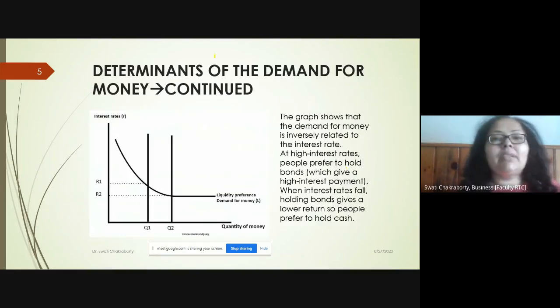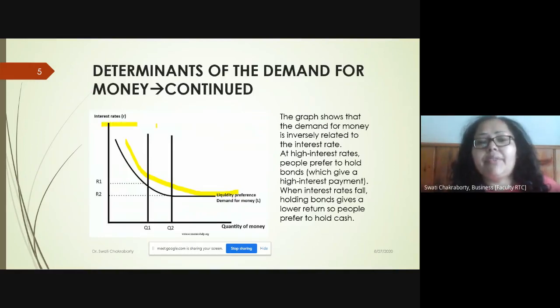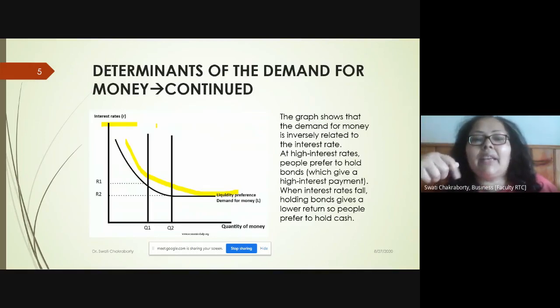Now, continuing with the determinants of demand for money, the demand for money function is downward sloping. It is inversely related with the rate of interest. Why? Because when the rate of interest is high, people would prefer to hold more bonds, because it will give them a high interest payment. And when interest starts falling, then what happens? Holding bonds gives them low return, so people would prefer to hold more money.